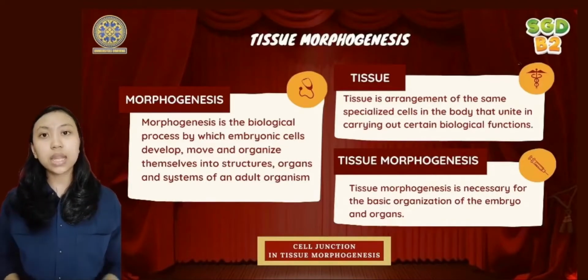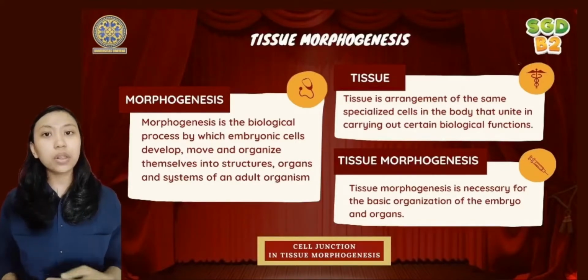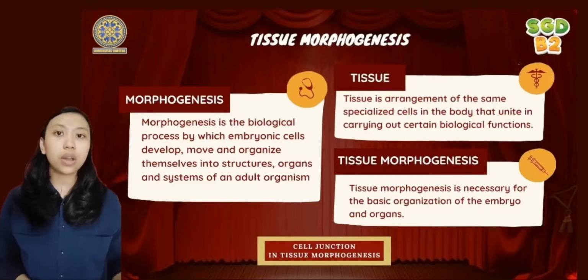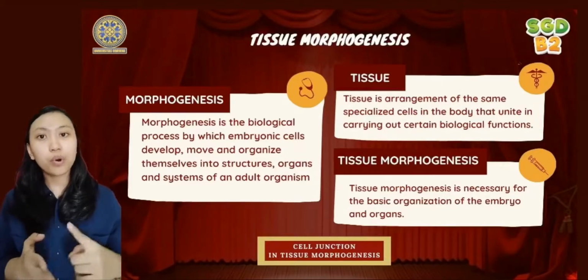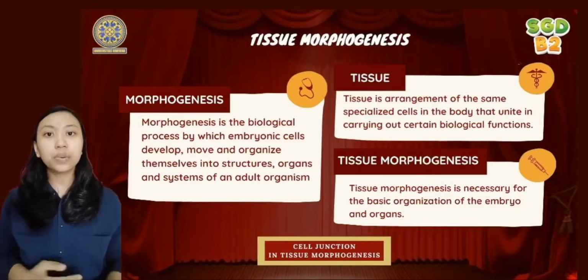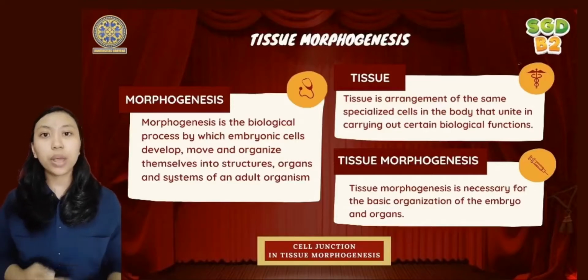In morphogenesis, there is a collection of signaling molecules called morphogens. The arrangement of the same specialized cells in the body that unite in carrying out certain biological functions is called a tissue. Tissue morphogenesis is also necessary for the basic organization of the embryo and organs. The developing tissue can undergo a diverse series of changes such as bending, elongation, narrowing, branching, and folding. But all confirm that embryonic tissue can control tissue morphogenesis by altering the balance of cellular mechanical forces.